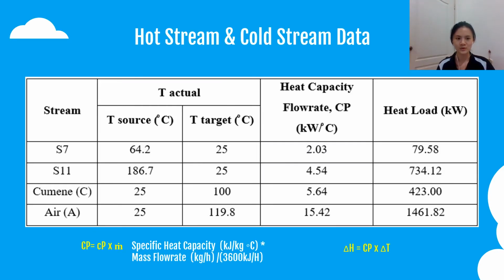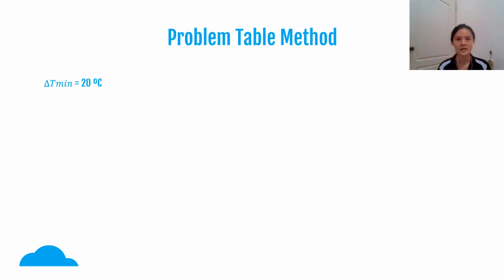First of all, we extract 2 hot streams and 2 cold streams from the process flow simulation, and we find out the source temperature and the targeted temperature for each stream. Next, the heat capacity flow rate can be calculated by using the specific heat capacity, multiplied with mass flow rate and divided by 3600 to convert it into kilowatt per degree Celsius. Next, the heat load can be calculated by multiplying Cp with the temperature difference between the targeted temperature and the source temperature. For heat transfer to occur, there must be a temperature difference between the hot and cold stream. For this project, a minimum temperature difference of 20 degrees Celsius is selected for the pinch analysis.